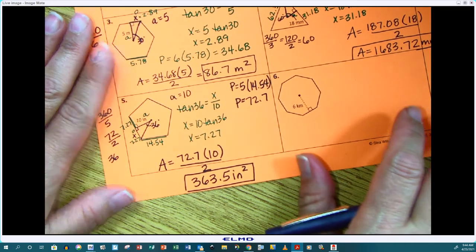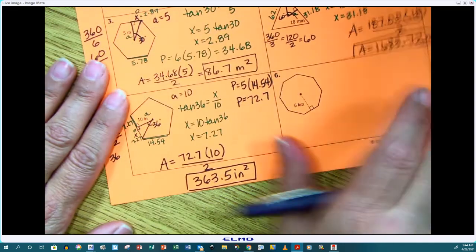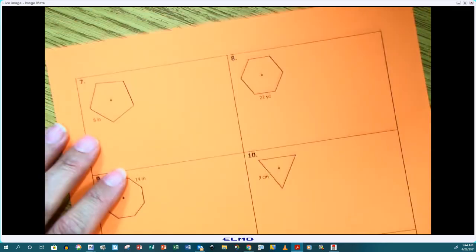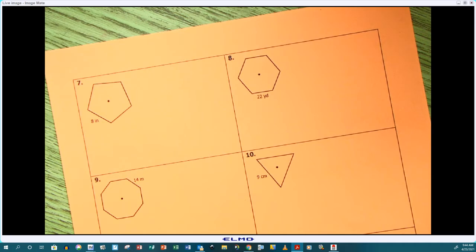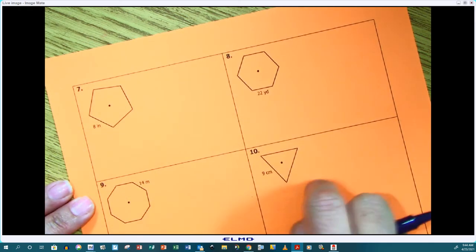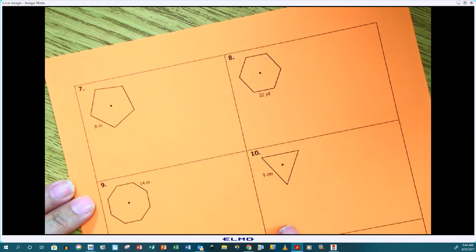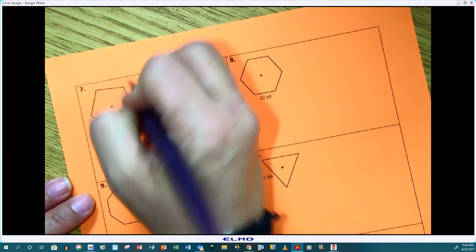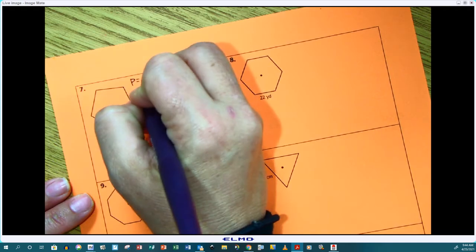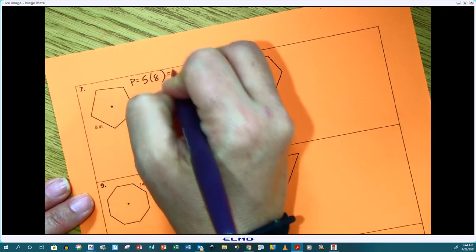All right, we'll come back to number 6. I want to show y'all all the different ways. If you'll look at this next part here, all they gave you was a side length. So I know for a fact I can find the perimeter. So let's just find the perimeter of these 4 problems really fast. The perimeter of this one is 5 sides, 8 each. So the perimeter is 40.